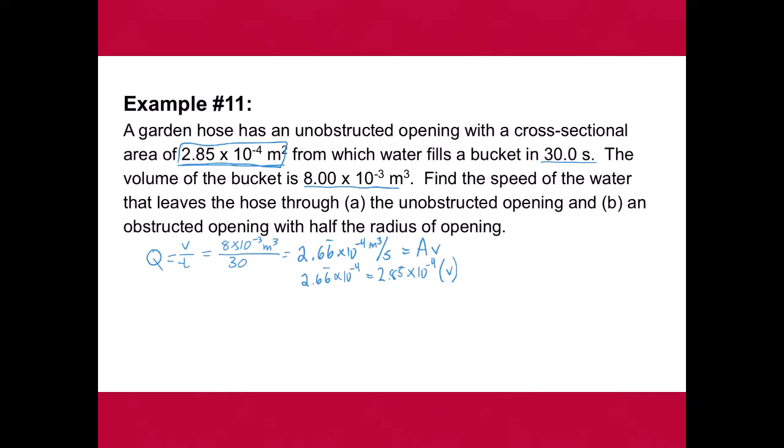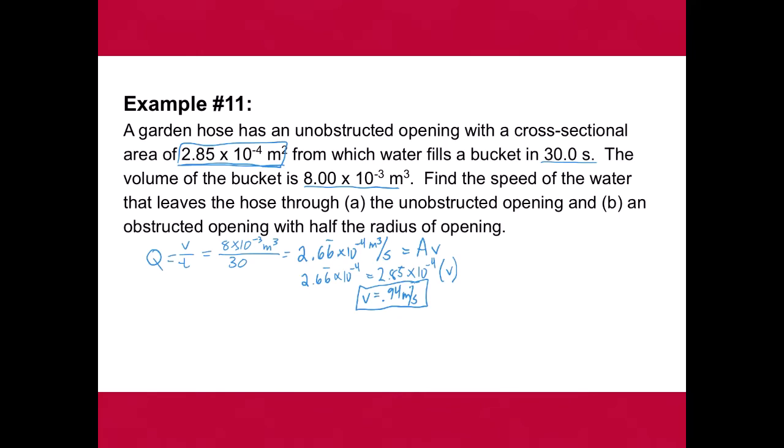If it's not, then you'll need to do some conversions and get it into SI. That way you don't have to worry about the units as you go. Now, if I take that 2.66 times 10 to the negative 4th and I divide by 2.85 times 10 to the negative 4th, I should get the velocity, which I get to be about 0.94 meters per second. There we go. Not too bad. Okay, so we got the speed that it leaves the hose through.